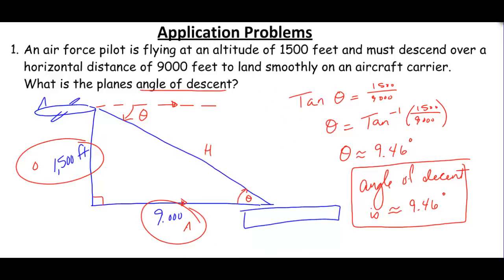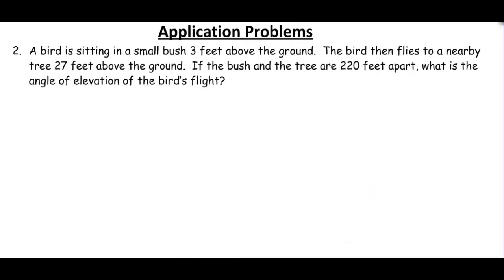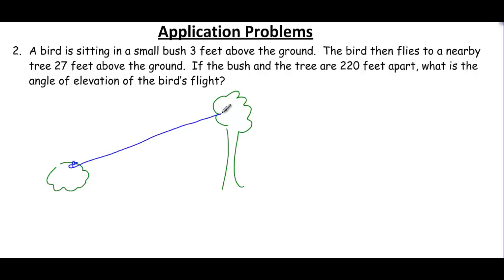Okay, so let's look at our next example. A bird is sitting in a small bush 3 feet above the ground. The bird then flies to a nearby tree 27 feet above the ground. If the bush and the tree are 220 feet apart, what is the angle of elevation of the bird's flight? So now we have some little bush and we have some tree. Again, you don't have to draw pictures, but sometimes I like to do that. So we have a little birdie in the bush, and he's flying up into the tree. So he's going to end up here.